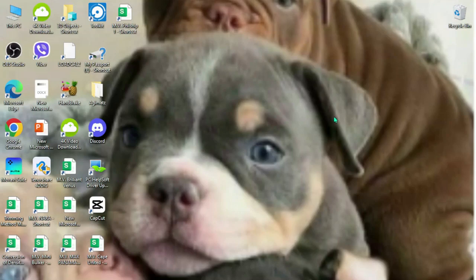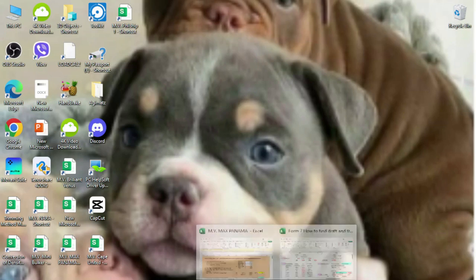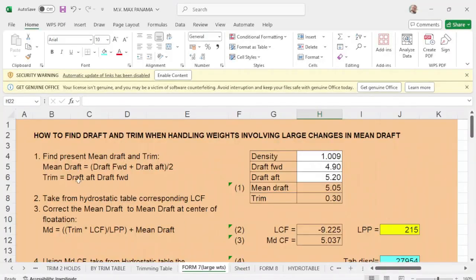Good afternoon, guys. I'm going to make a video presentation about my last video. This is a continuation, and this is another example of how to find draft and trim when handling weights involving large changes in mean draft.